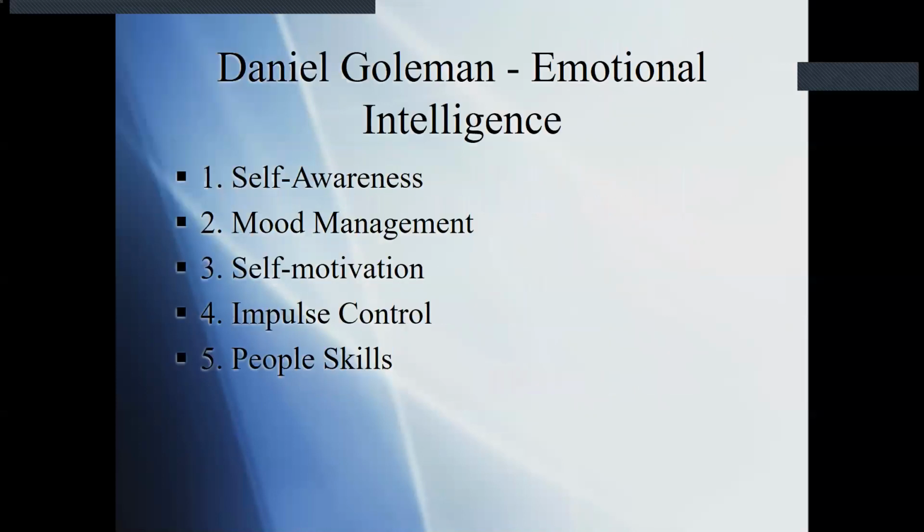Then the last model here in section 9.1 is about emotional intelligence. Daniel Goleman said you have an EQ, just like you have an IQ. IQ stands for intelligence quotient, EQ, your emotional intelligence. I have a graphic there looking at empathy and what that's categorized as in the note sheet. Self-awareness, mood management, self-motivation, impulse control, people skills.